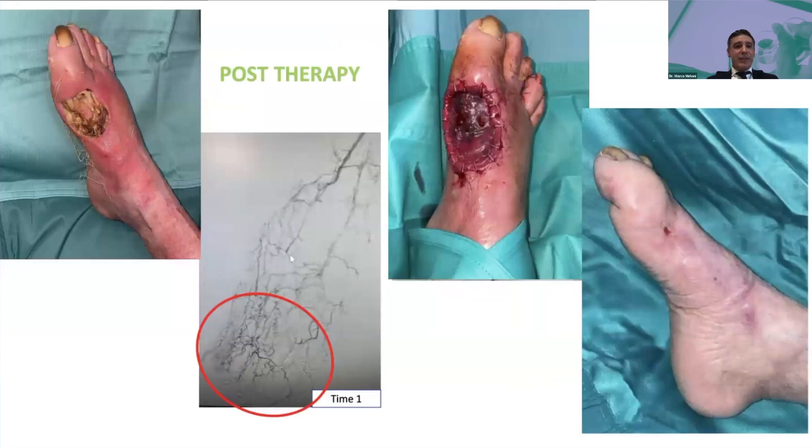Here another patient where we can see the condition before the treatment and the results after the treatment, and another case where we performed by chance an angiography and we found a very important new vascular tree in the area of the treatment.